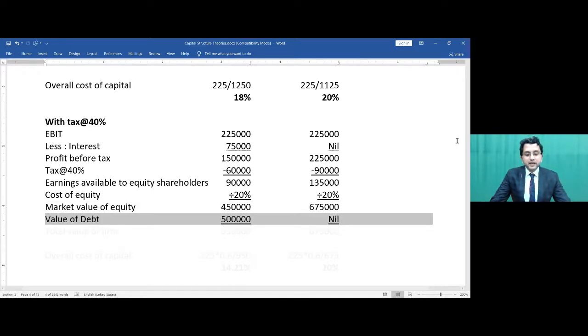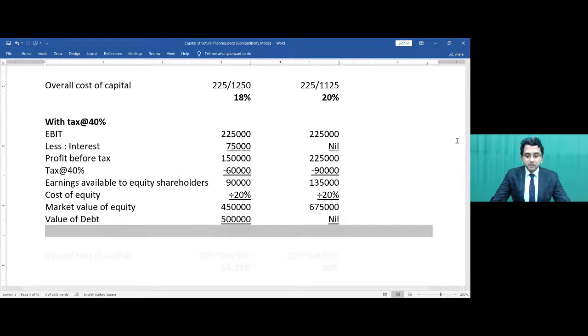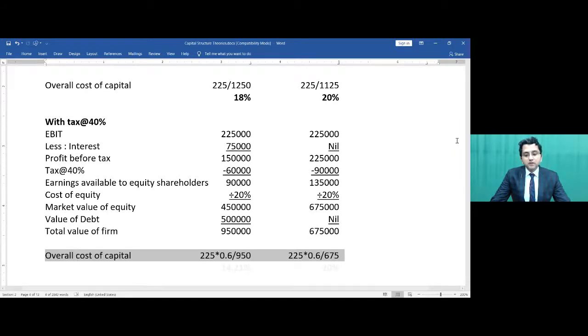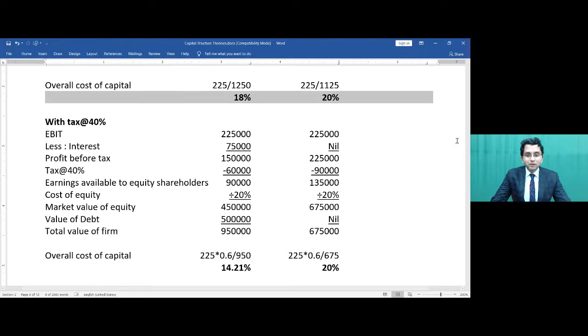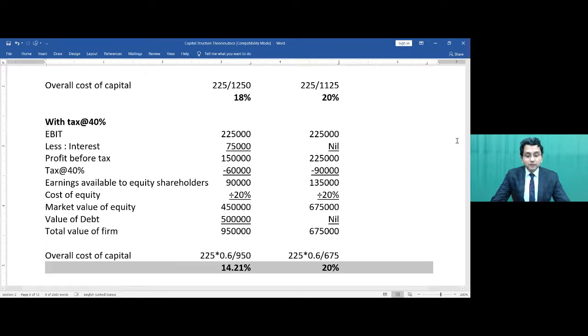Value of debt may be considered as 5 lakh and nil. Total value of the firm is 950 and 675. So the shortcut formula for overall cost is EBIT multiplied by 1 minus tax rate divided by value of the firm. That is 14.21% and 20%. So without tax, overall cost was reducing from 20 to 18%. But with tax, overall cost of capital is reducing from 20 to 14.21%. And that's a big change. That's a huge change, in fact.